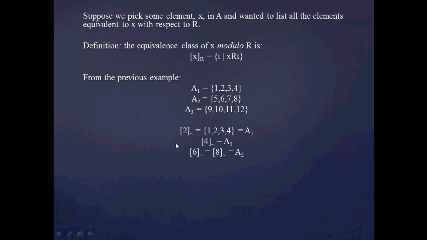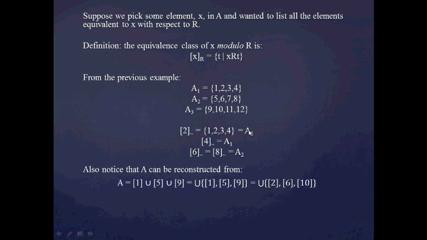And just continuing with another example, the equivalence class of 6 is the same as that of 8, which are both equal to this division here, A2. And one final note when talking about equivalence classes is that in this particular example, if I take the equivalence classes of 1, 5, and 9, and I just union all those together, I can reconstruct all of A, because these equivalence classes partitioned up A, and if I unite those partitions together, I just get what I started with, which was A.